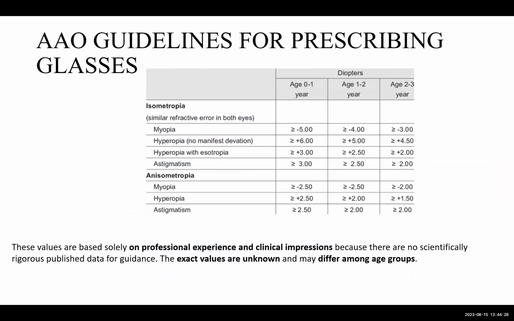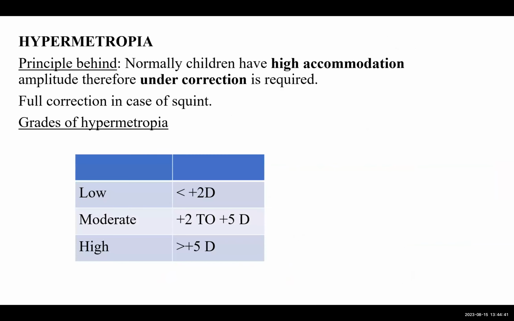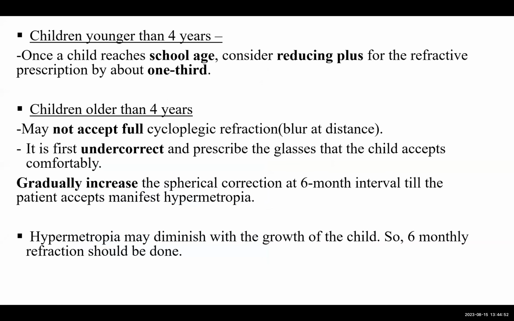This is the AO guidelines for prescribing glasses till age 3 years. But these values are based on professional experience and clinical impression. The exact values are unknown and it may differ among age groups. So the principle behind hypermetropia correction is that normally the child has high accommodation amplitude, therefore undercorrection is required. And if the child has squint, we should do the full correction.